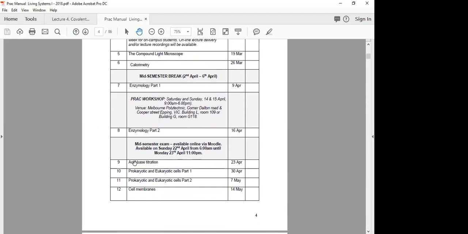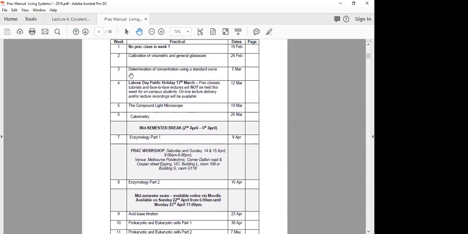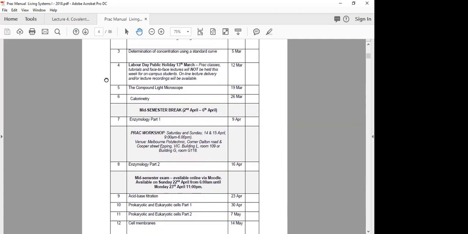All right, here is the prac, acid-base titration. Everyone has to write up this prac. Okay. Now this one is very popular, determination of concentration using a standard curve. I don't think this is popular for a particular major as such, and no more relevant for one major in comparison to another one, but it just seems to be very popular. Whether it's a prac that makes sense to many students, or it seems to be an easy one to write up, I'm still not too sure about that one.